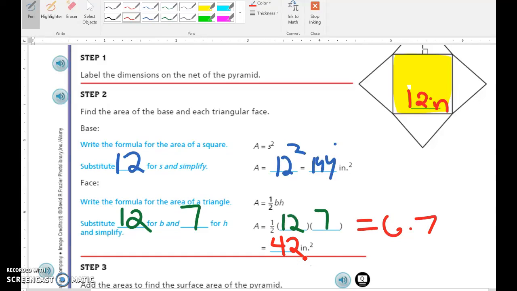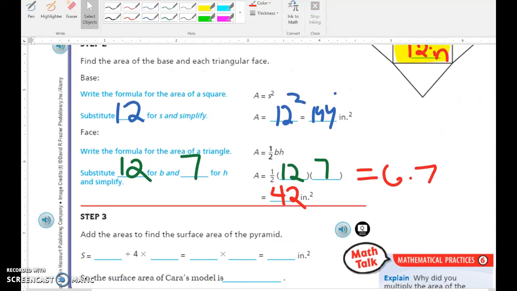Now that's one triangle. How many congruent triangles are there? Yep, you guessed it, and it says it right here: there are 4 congruent triangles. So we do 4 times 42, and then what do we add to it? Well, we add to it the 144 for the base. So we've got a base of 144 and we've got 4 42s.